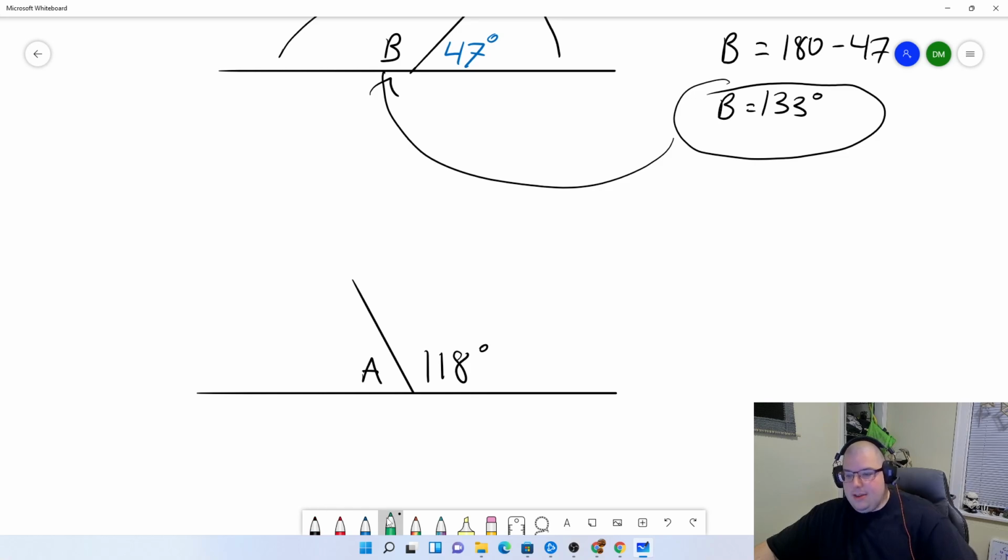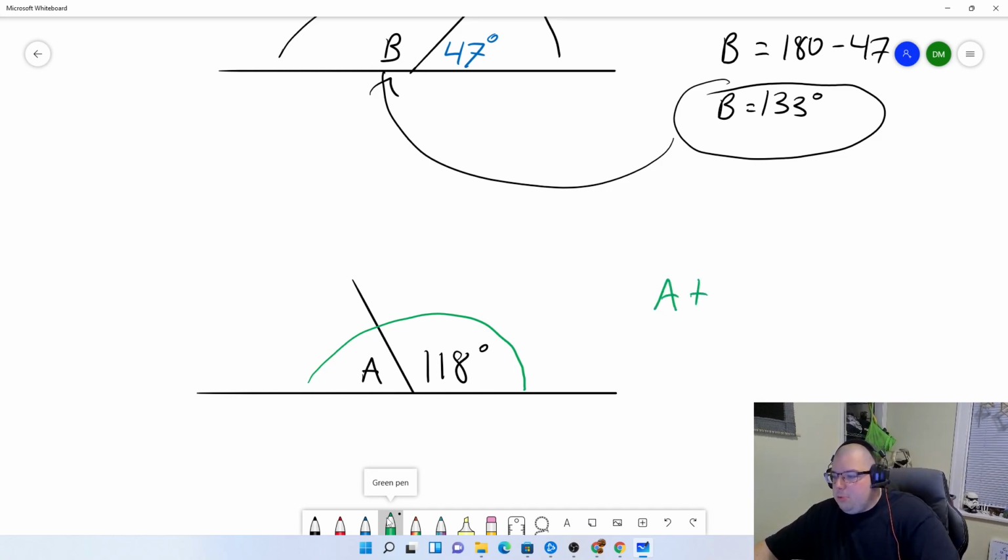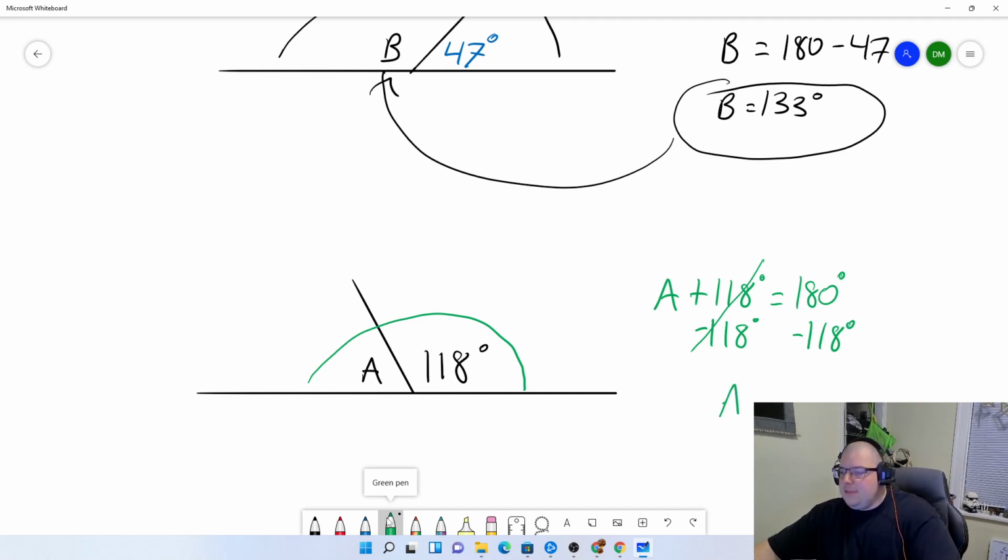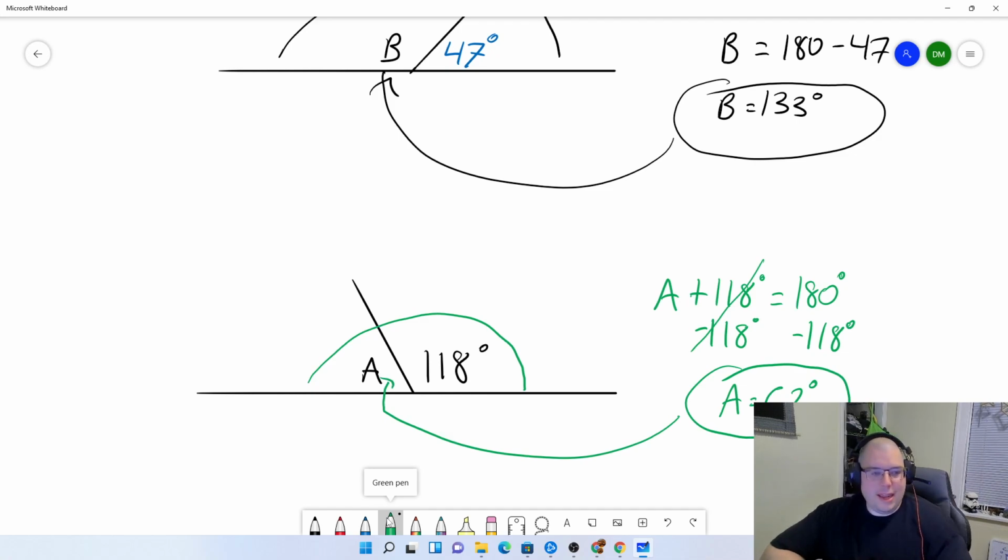So again, these 2 angles make 180 degrees, form that straight line. So I need A plus 118 degrees to equal 180 degrees. And to get that variable alone, I do the opposite of adding 118 to A. So we're going to subtract 118 from both sides. Those two angles on the left cancel out, leaving me A. And now 180 minus 118 is 62 degrees. And that's my answer for that angle in there, angle A.